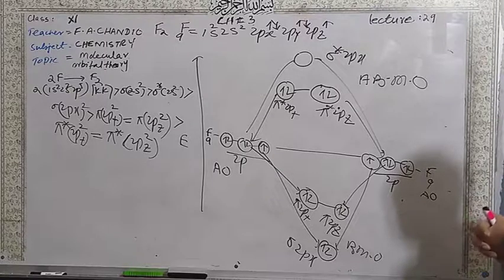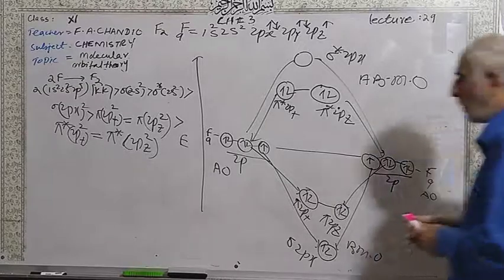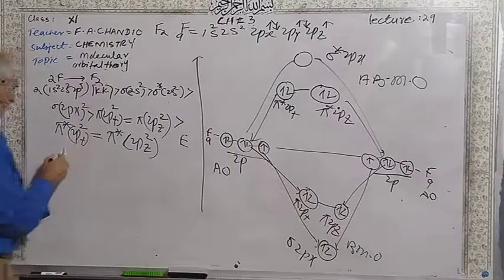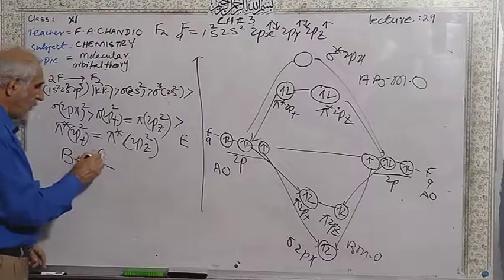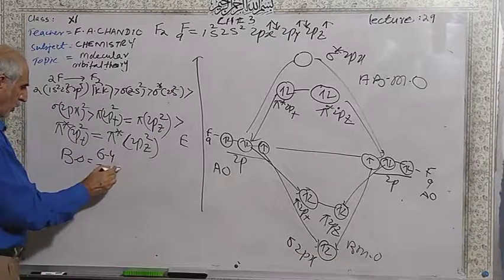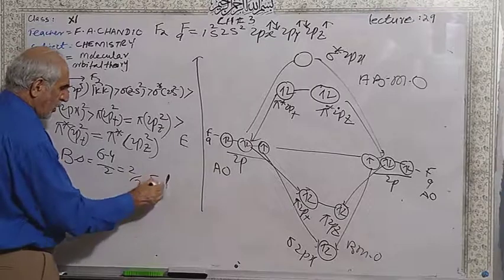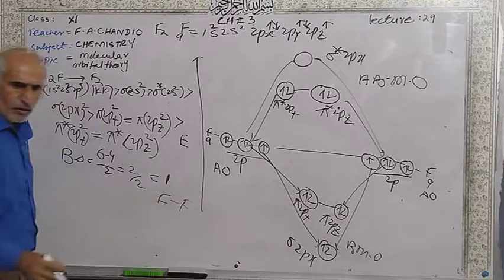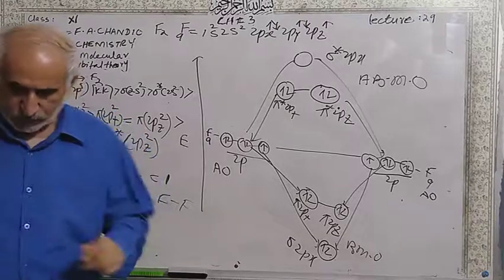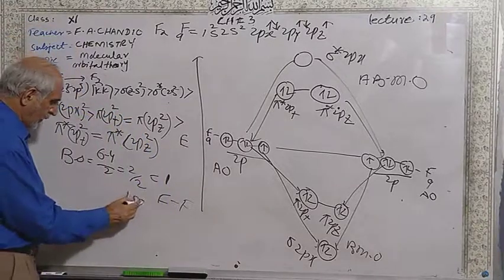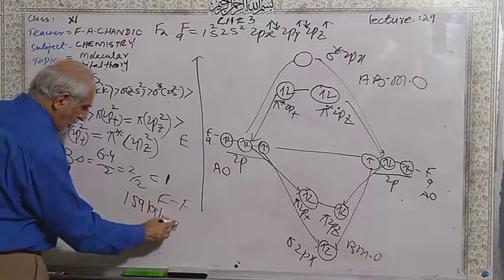Sigma 2s2, sigma star 2s2, sigma 2px2, pi 2py2 equal to pi 2pz2, then pi star 2py2, then pi star 2pz2. Bond order: 6 are bonding, 4 are anti-bonding, so one bond. Fluorine has a single bond, and the bond energy is 159 kilojoules per mole.